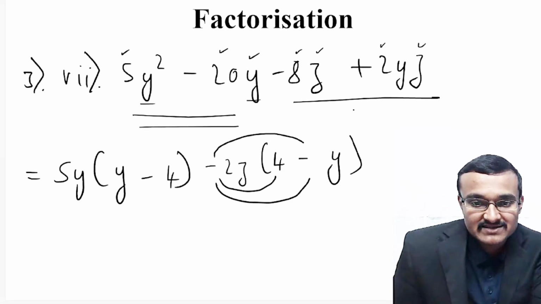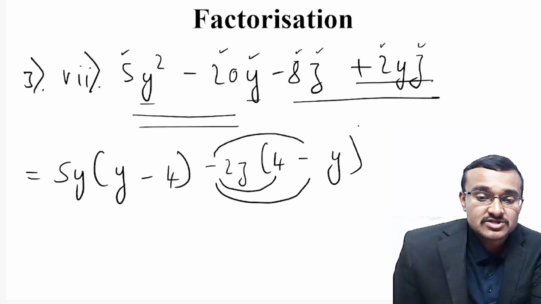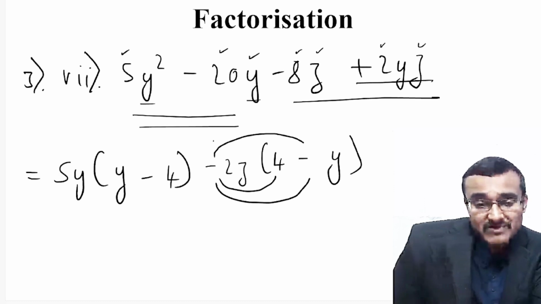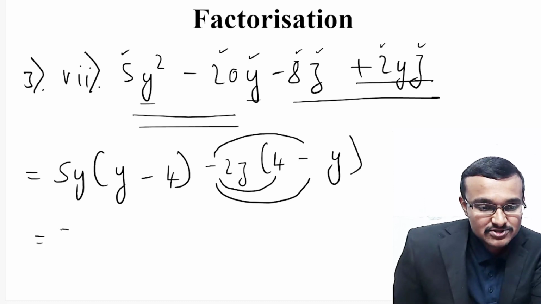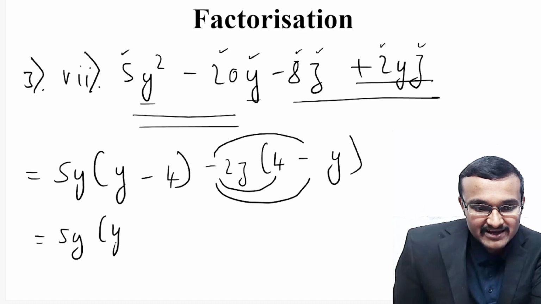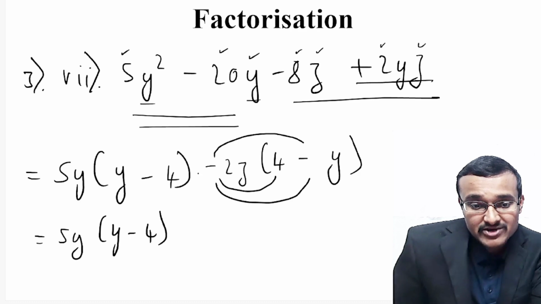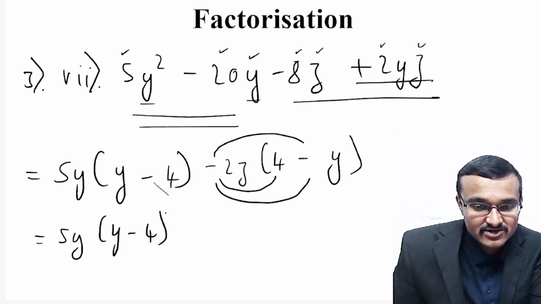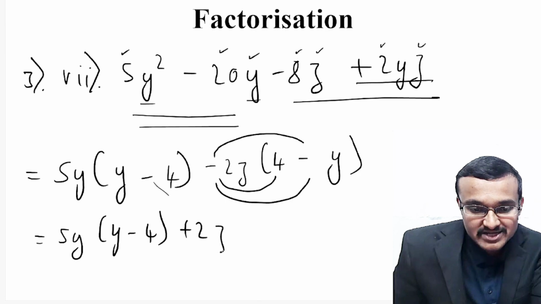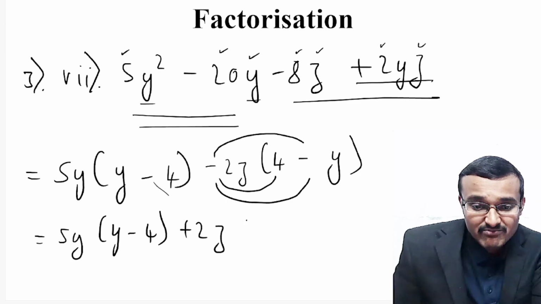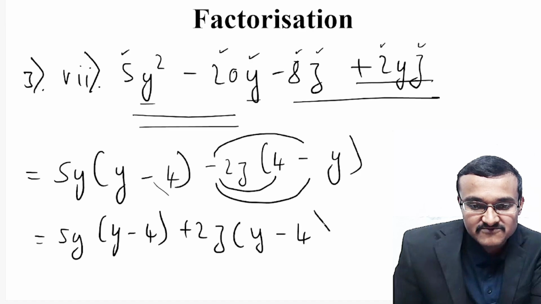So you will get this particular plus 2yz. Here this particular minus you can take inside bracket. So that will be equal to 5y, y minus 4. When you take minus inside bracket, it will become plus 2z. So when you take minus inside, it will become minus 4 plus y. Or else you can write it as y minus 4.